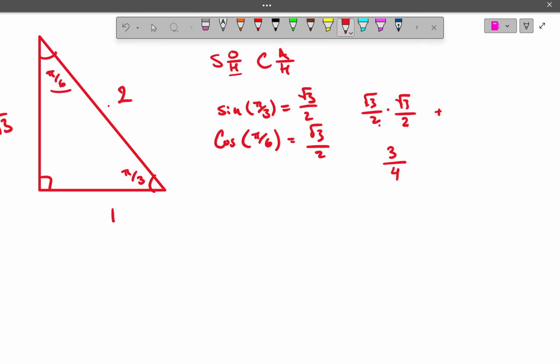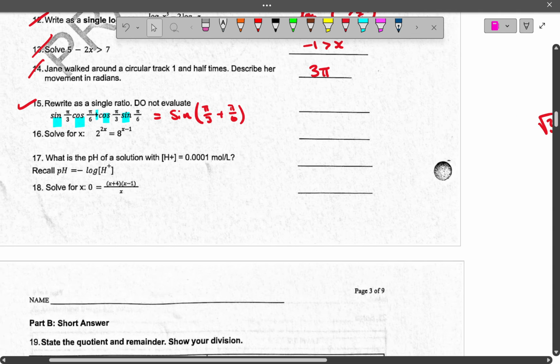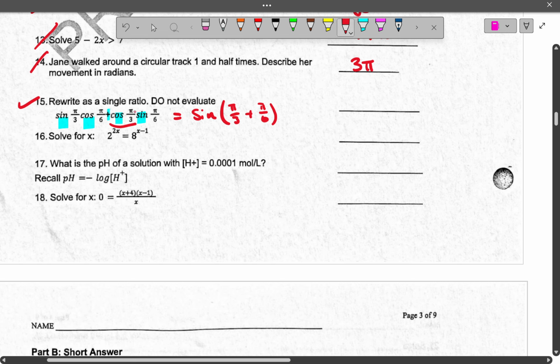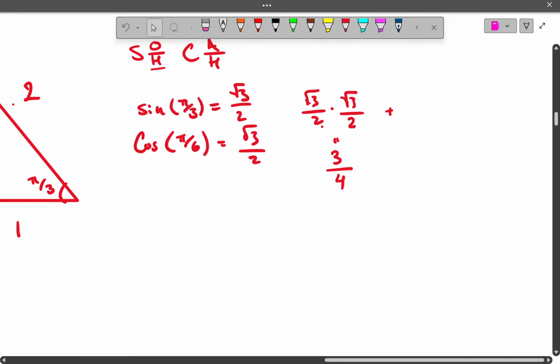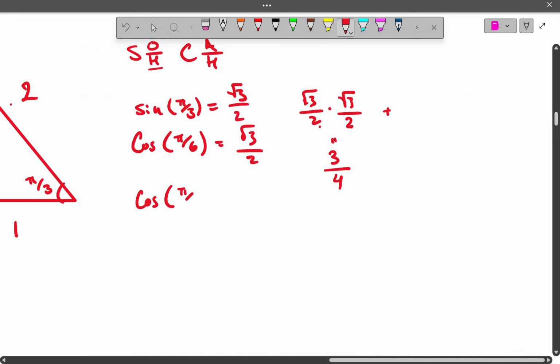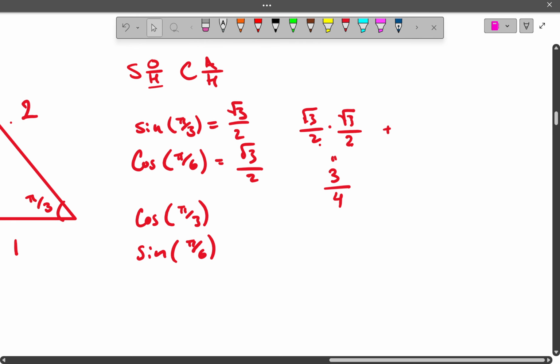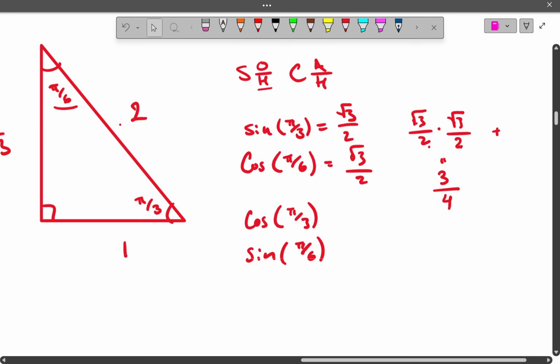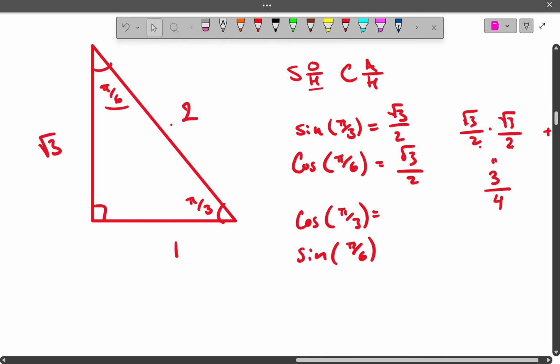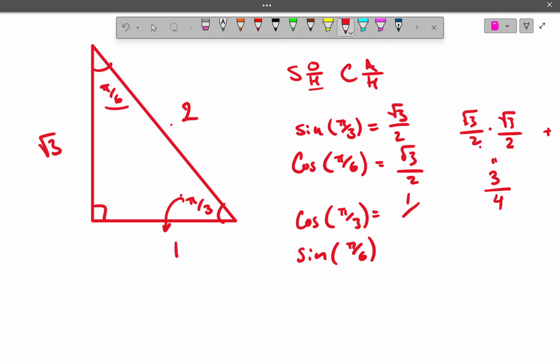And then we're going to do the next term, which is cosine of pi over 3 and then sine of pi over 6. So cosine pi over 3, and then times sine of pi over 6, using the same triangle, and then finding what those values are. So cosine of pi over 3, here's pi over 3. Cosine is adjacent, so it's here, 1, over hypotenuse, 2. And then sine of pi over 6 is opposite, which should also be 1, divided by the hypotenuse, also 2. So it's the same result again.